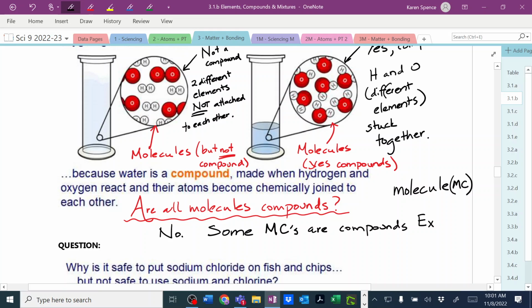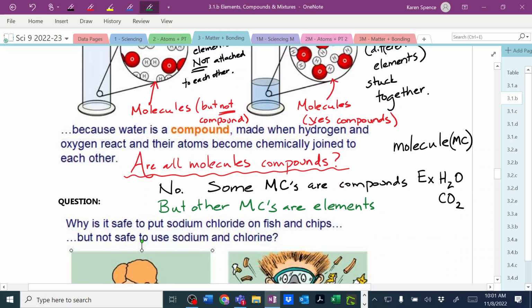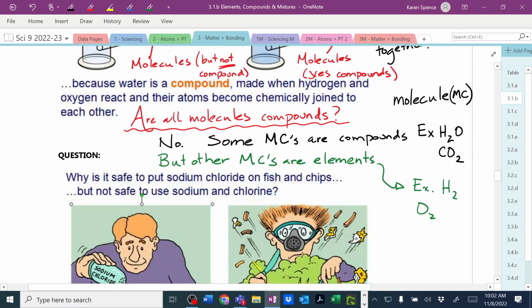For example, H2O, CO2. But other molecules are elements. And for those, can you think of a molecule that is an element? Hydrogen, H2, O2, Cl2. Those are all elements that are molecules.